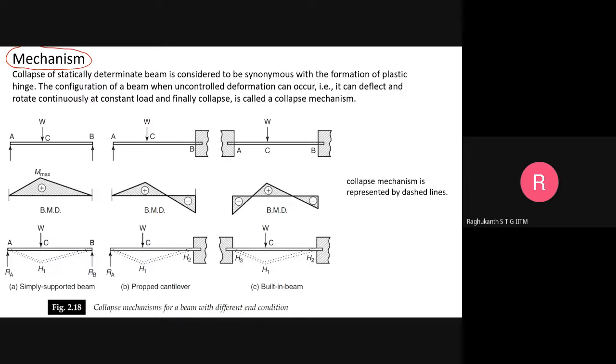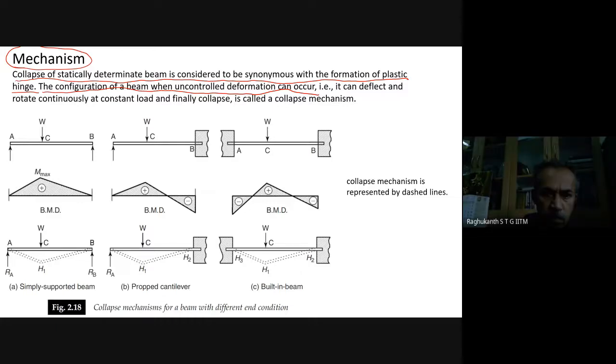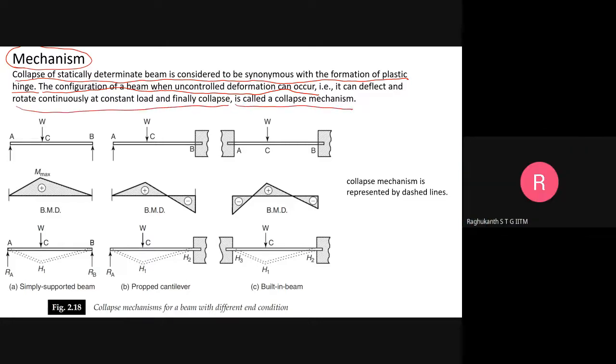So the mechanism, if you want to give a proper definition, it is something like the collapse of a statically determinate beam, which is considered to be synonymous with the formation of a plastic hinge. Statically determinate means one plastic hinge is sufficient, but if it is indeterminate, more plastic hinges are required. And then the configuration of a beam when uncontrolled deformation can occur, that means the deflection becomes infinite, or curvature becomes infinite, at constant loads, and finally collapse, is called a collapse mechanism. So mechanism essentially means a collapse itself.